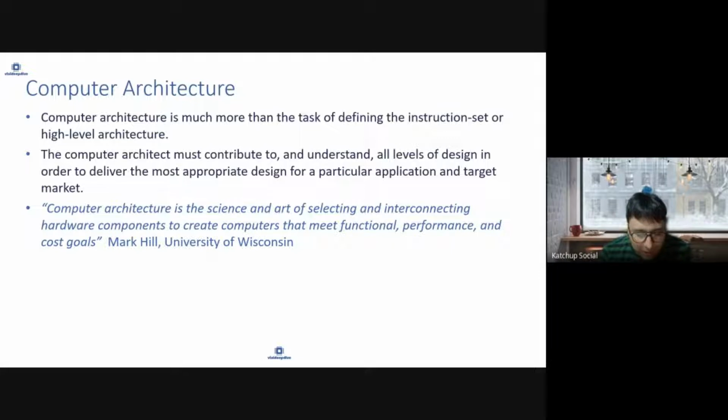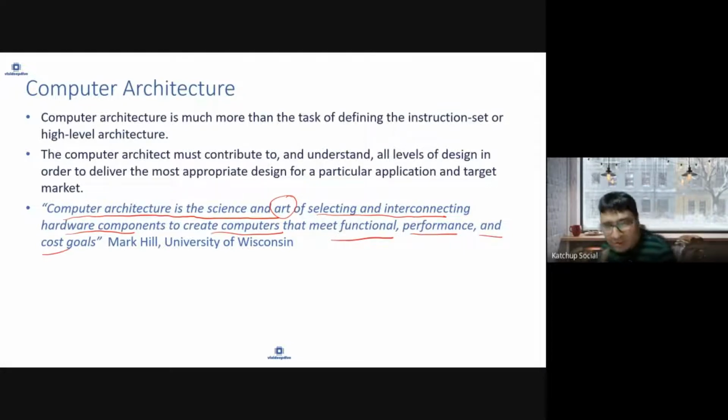As one famous quote from Mark Hill at the University of Wisconsin says, computer architecture is the science and art of selecting and interconnecting hardware components to create computers that meet functional, performance and cost goals. So it's somewhere between a science and an art, and you have to figure out the various permutations and combinations possible between multiple hardware components, at the software level and at the microarchitecture level, to meet your performance, functional and cost goals, and nowadays security and reliability goals as well.